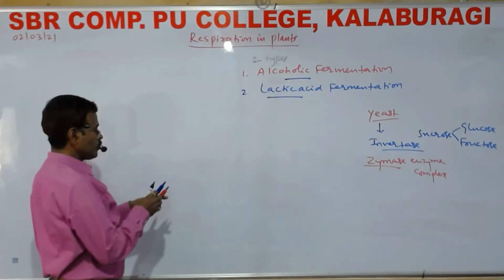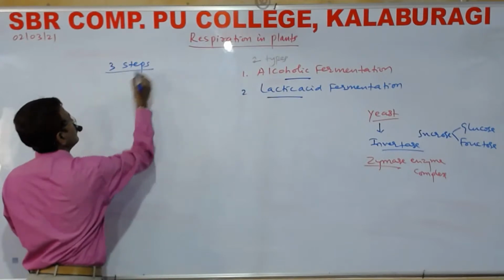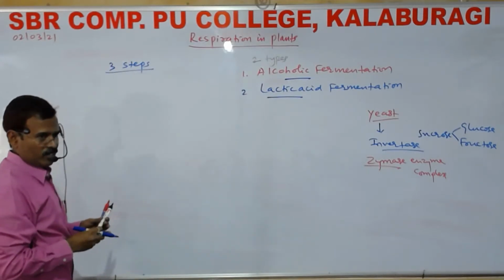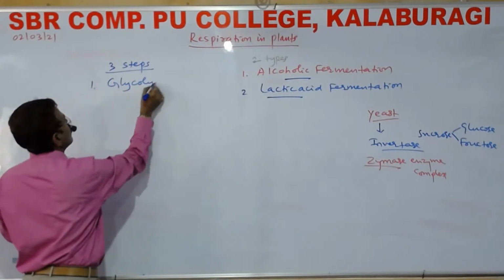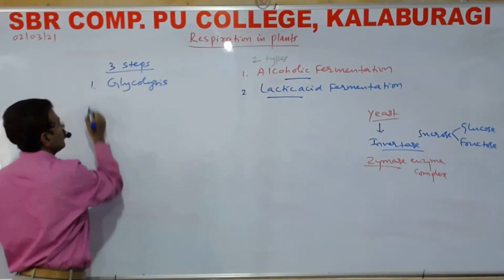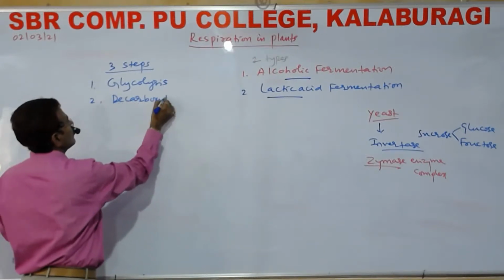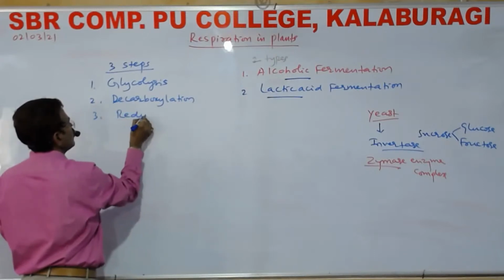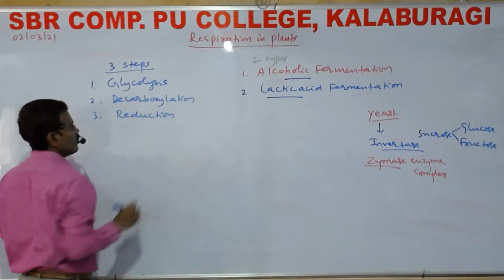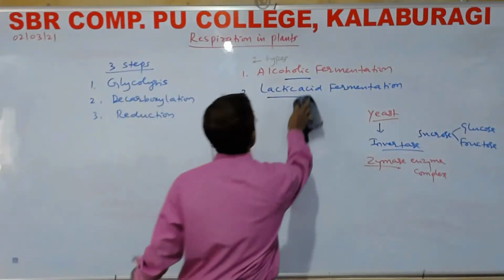Now, the three steps of alcoholic fermentation. One is glycolysis. Second one, decarboxylation. Third one is reduction. So these are the three steps in alcoholic fermentation.